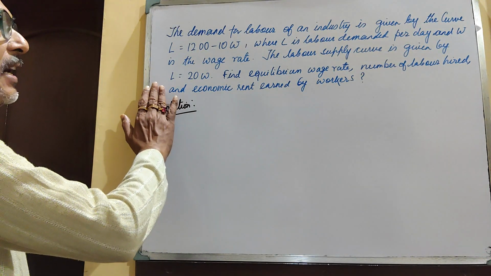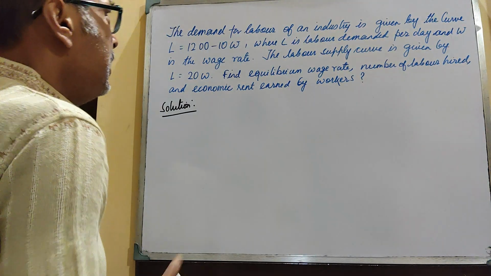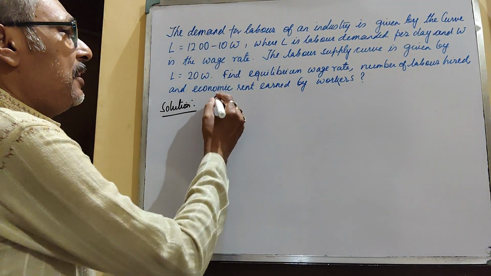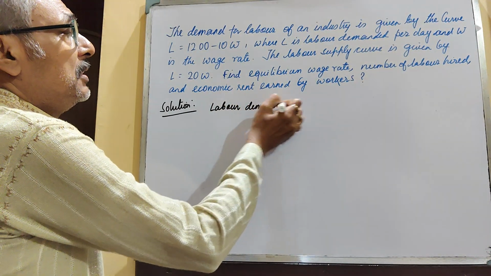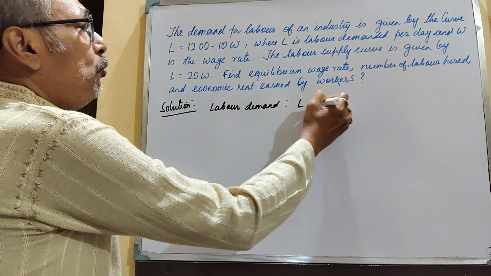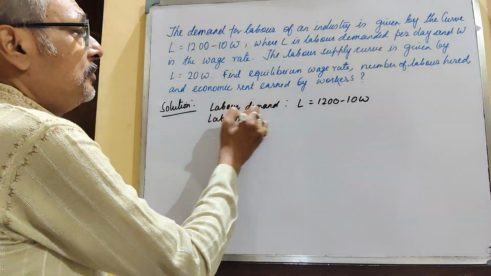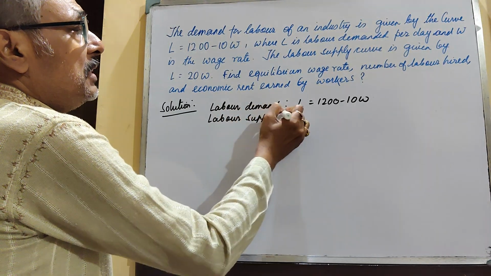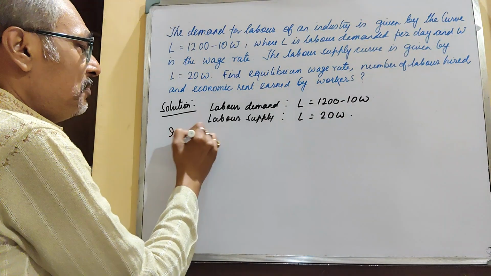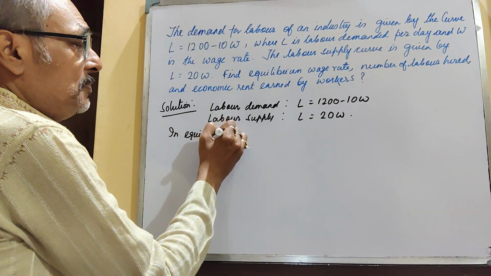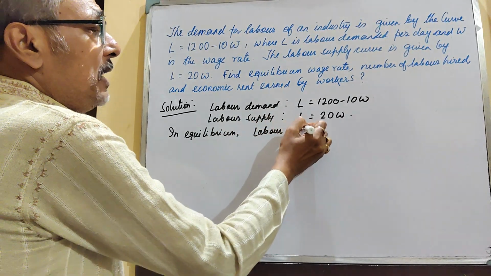This is a question from microeconomics chapter perfect competition in input market. Now labor demand is given, L equals 1200 minus 10W. Labor supply curve is given as L equals 20W. Now in equilibrium, labor demand equals labor supply.